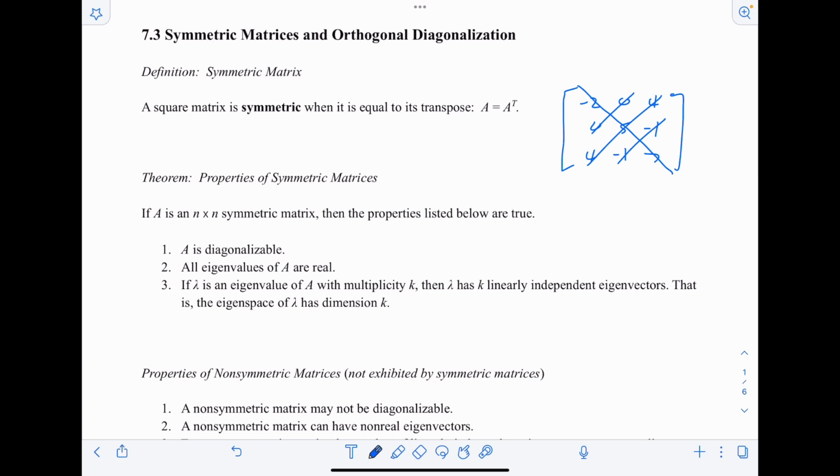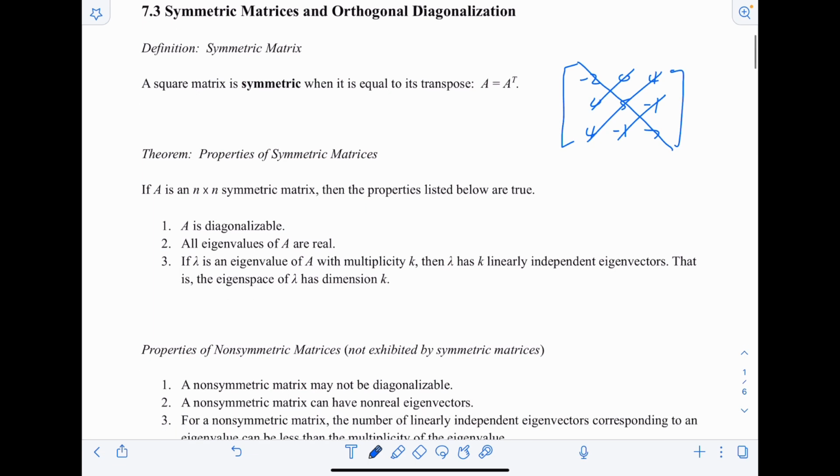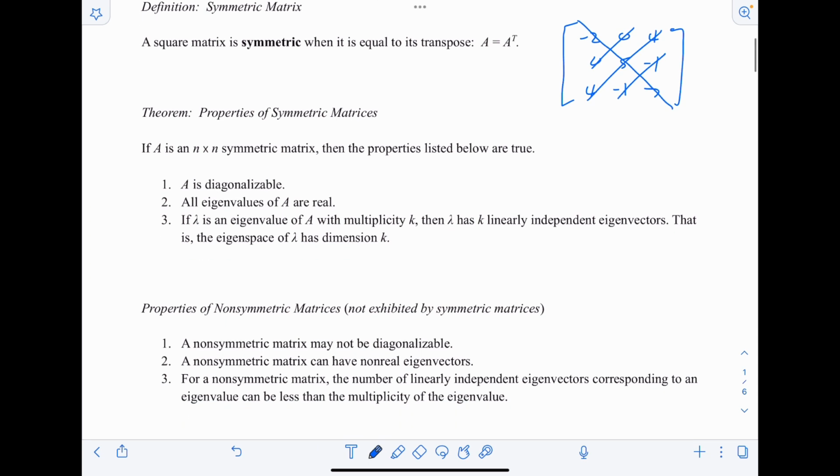Which leads us to our first theorem in this lesson, properties of symmetric matrices. If we have a square symmetric matrix, then these three things are true. First of all, the matrix A is diagonalizable. Secondly, all of its eigenvalues are real, so no non-real or imaginary eigenvalues. And third, if lambda is an eigenvalue of A with multiplicity k, then lambda has k linearly independent eigenvectors. That is, the eigenspace of lambda has dimension k.